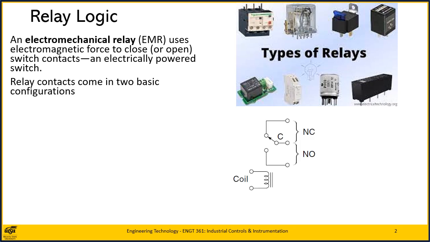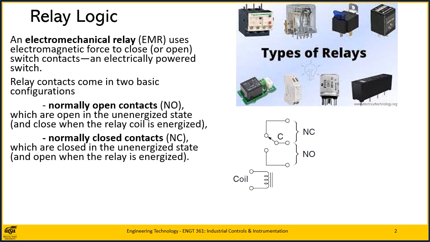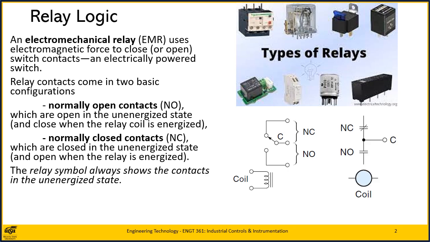Relay contacts come in two basic configurations. Normally open contacts, or NO, which are open in the unenergized state and close when the relay coil is energized. And normally closed contacts, or NC, which are closed in the unenergized state and open when the relay is energized. By convention, the relay symbol always shows the contacts in the unenergized state.